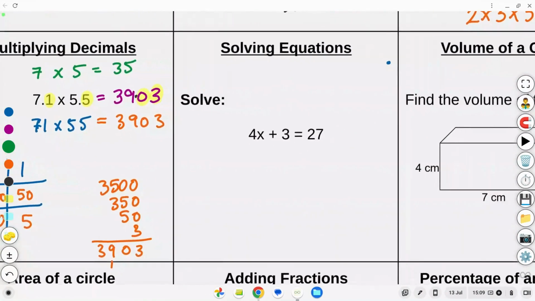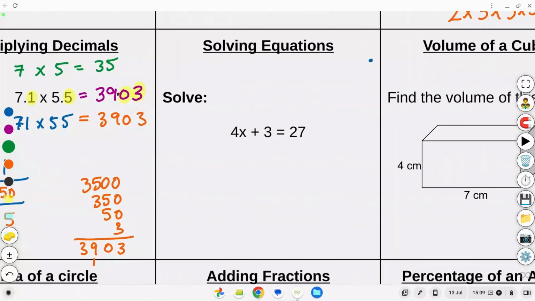Solving equations, we should definitely be looking to be good at these if we want to get a grade 4 or 5. All we're trying to do here, it's a linear equation. We've got an x to the power of 1. The 1's not put there, but it's implied, it's there. And ultimately, we just want to find out what x is. The first step here is to get rid of this plus 3. We just want 4x on its own.